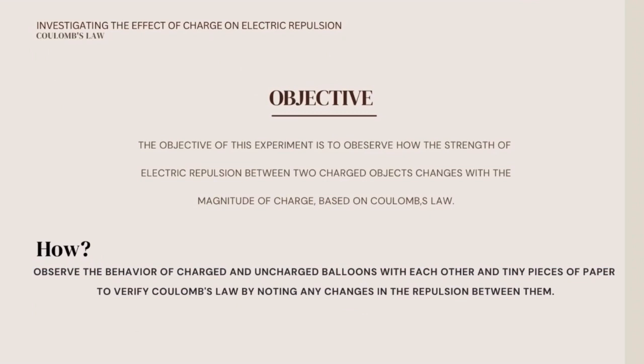The objective of our experiment is to observe how the strength of electric repulsion between two charged objects changes with the magnitude of charge based on Coulomb's law. We conduct this experiment by observing the behavior of charged and uncharged balloons with each other and tiny pieces of paper to verify Coulomb's law by noting any changes in the repulsion between them.